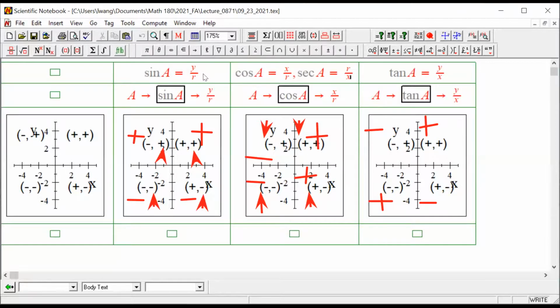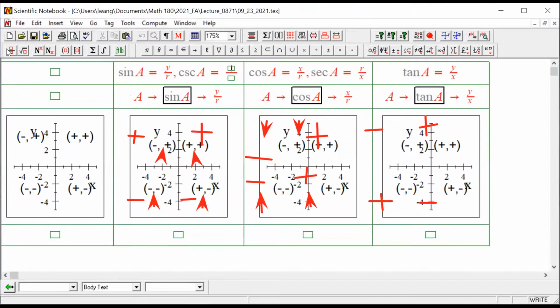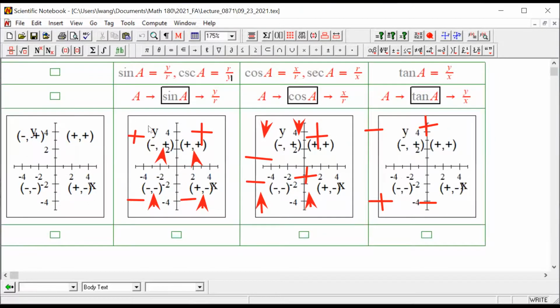How about cosecant? What's the definition of cosecant? It's R over Y, right? Do you think cosecant will have the same sign arrangement as sine? Of course. One is Y divided by R, the other one is R divided by Y. They're going to be the same sign, right? Principle number 6. Do you guys see that?